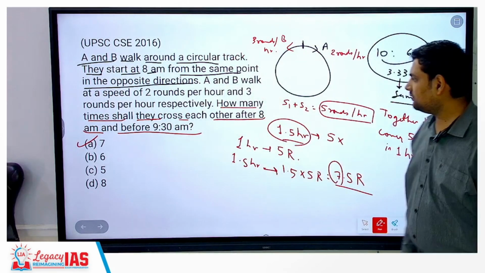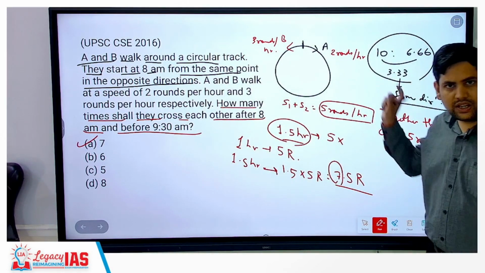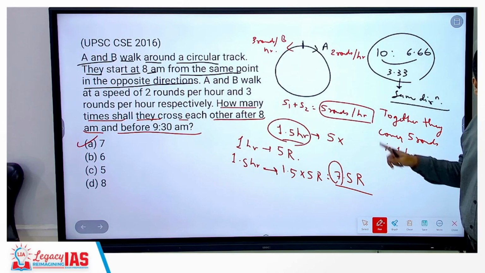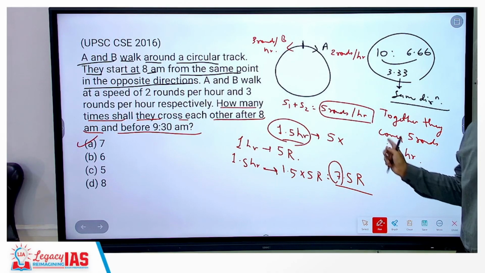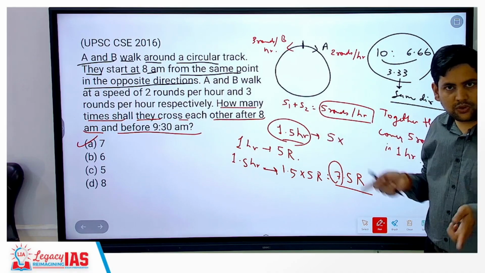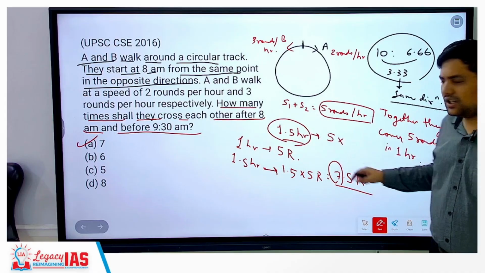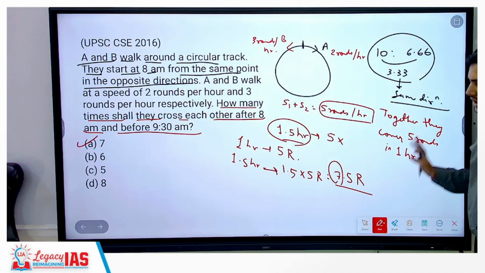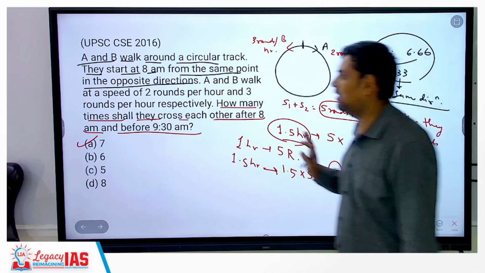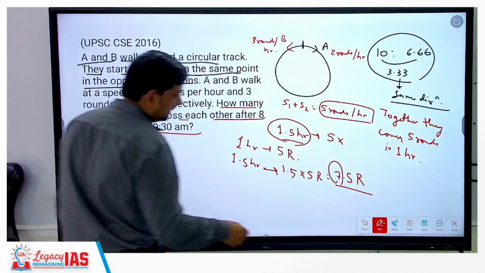That's it. Understood? In the first case, we had to find the difference and then see what is the difference between them in terms of rounds. That became our answer. In the second one, we have to take the sum of speeds because they are moving in opposite direction, and then we calculated in 1 hour they will complete how many rounds, and in 1.5 hours they will complete how many rounds. That's it.